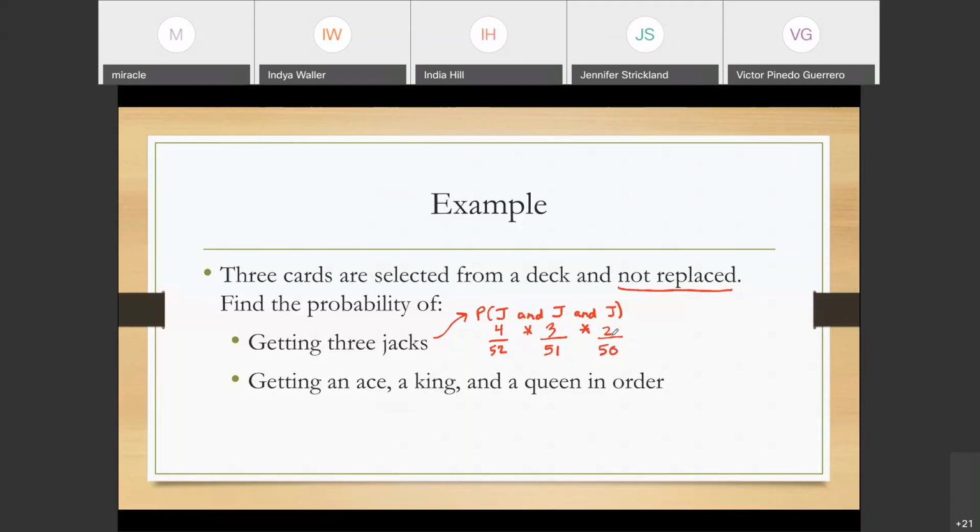Okay, let's go ahead and multiply it and then we'll look at the next one and try it one more time. Okay, so 4 times 3 times 2, that's going to be 24. And then 52 times 51 times 50, 132,600. All right, and let's get that reduced. All right, so 1 out of 5525 is what I get.